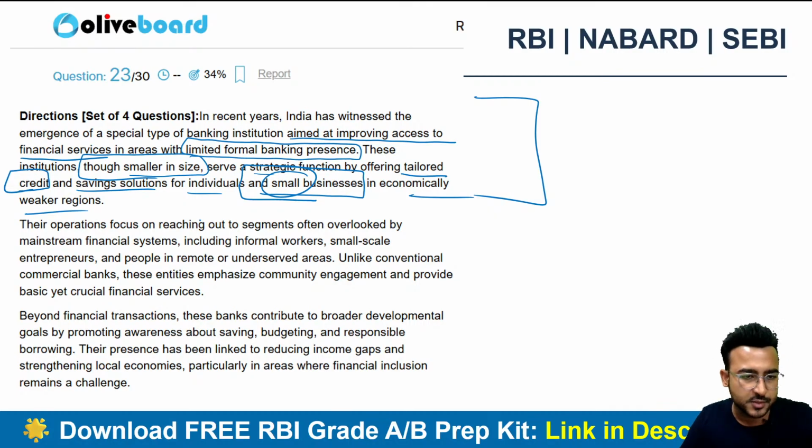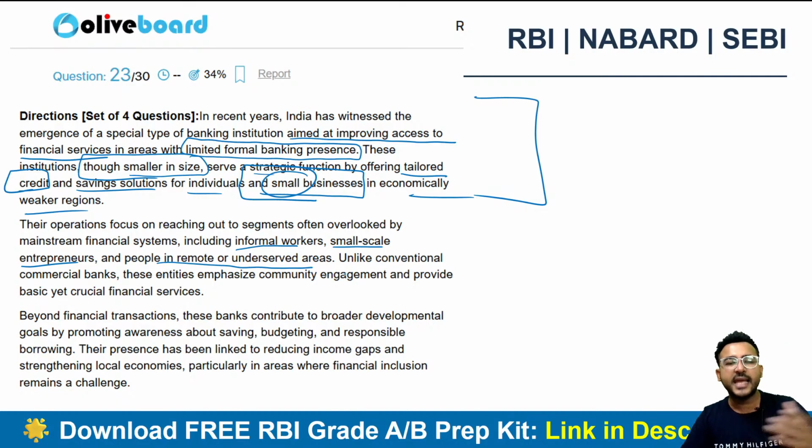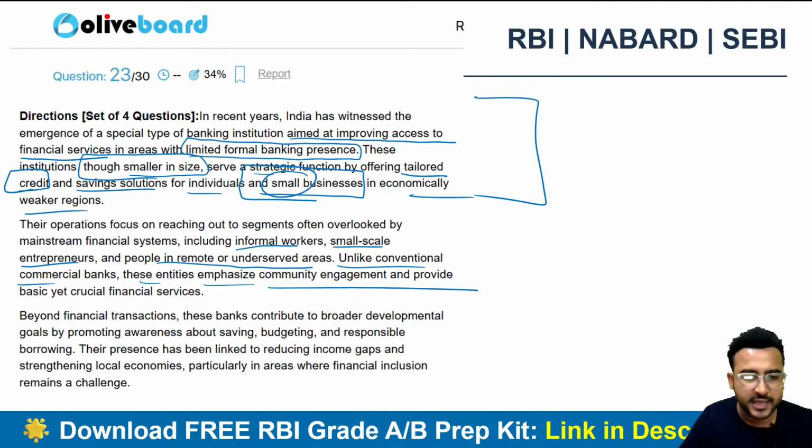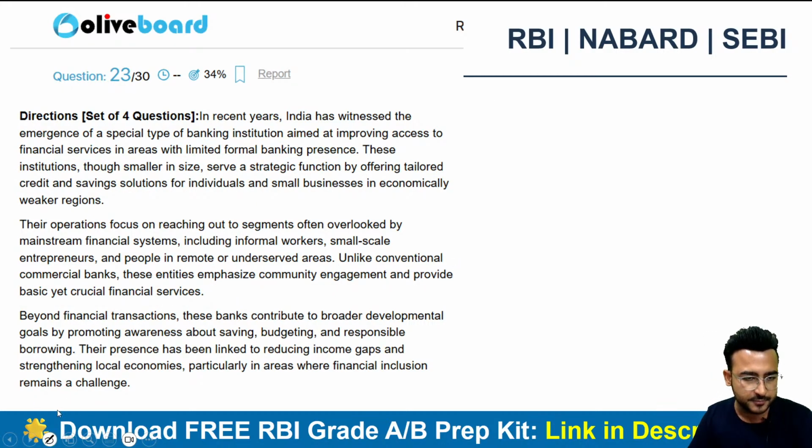Their operations focus on reaching out to the segments often overlooked by the mainstream financial systems, including informal workers, small scale entrepreneurs, again a keyword. Can you guys tell me which category of bank we are talking about here? And the people in remote and underserved areas. Unlike the conventional commercial banks, these entities emphasize community engagement and provide basic yet crucial financial services. Again a keyword. Right? So I'm marking all the keywords here.